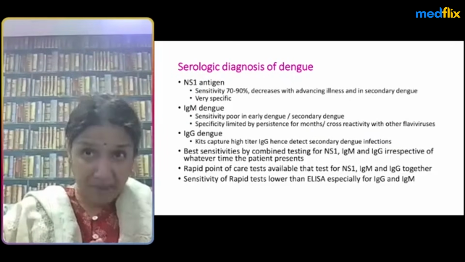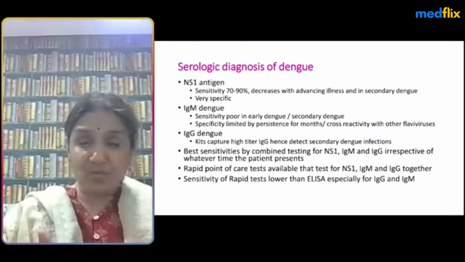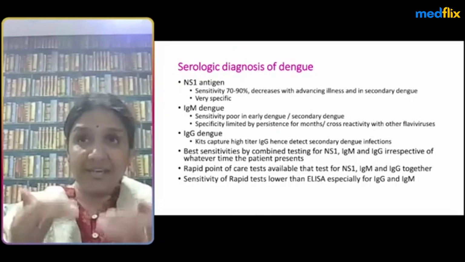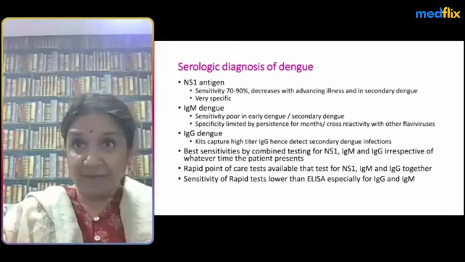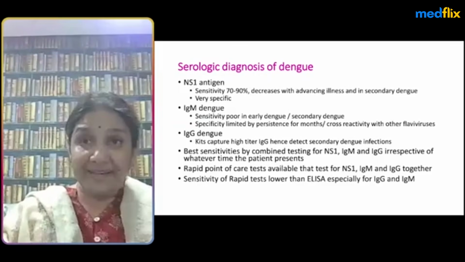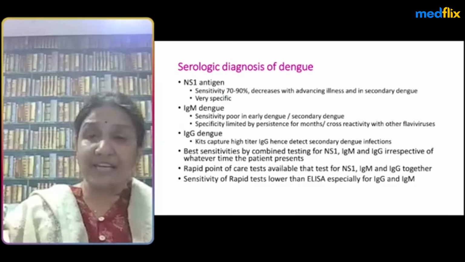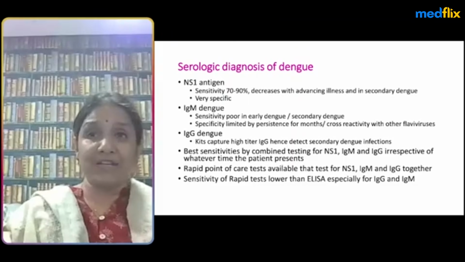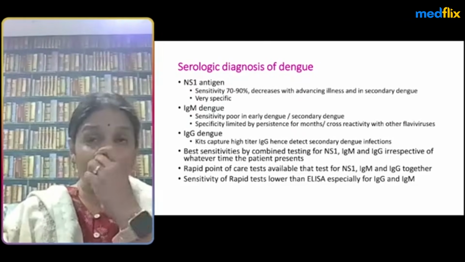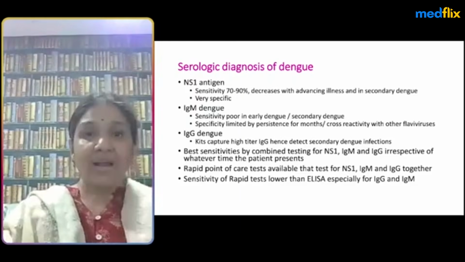Many times you will see patients who will come with 2-3 days of fever. You will do NS1 and you will do IgM. The NS1 comes negative and IgM comes positive. That is not dengue. That is probably some other illness. And your IgM is positive because the patient had a subclinical dengue infection 6 months or 1 year earlier, and your IgM continues to remain positive. So if your NS1 is negative and your IgM is positive, beware.